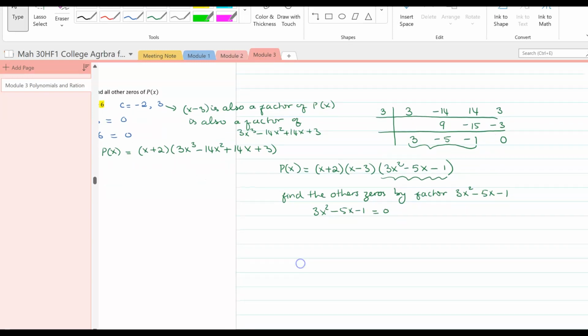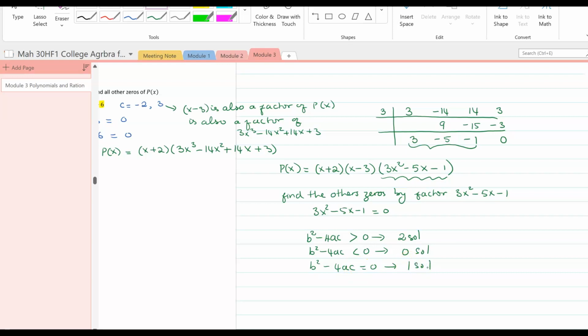And this doesn't seem to be factorable. So let's check whether this quadratic equation has a real zero solution. We check this by using the discriminant. The discriminant is b squared minus 4ac. If b squared minus 4ac is greater than 0, then we have two solutions. If it is less than 0, then we have no solution. And if it is equal to 0, then we have one solution.